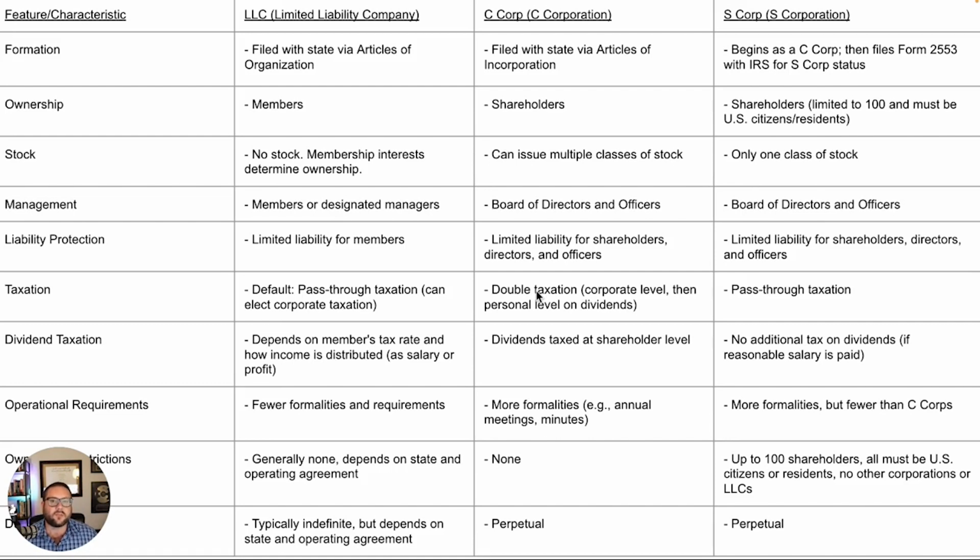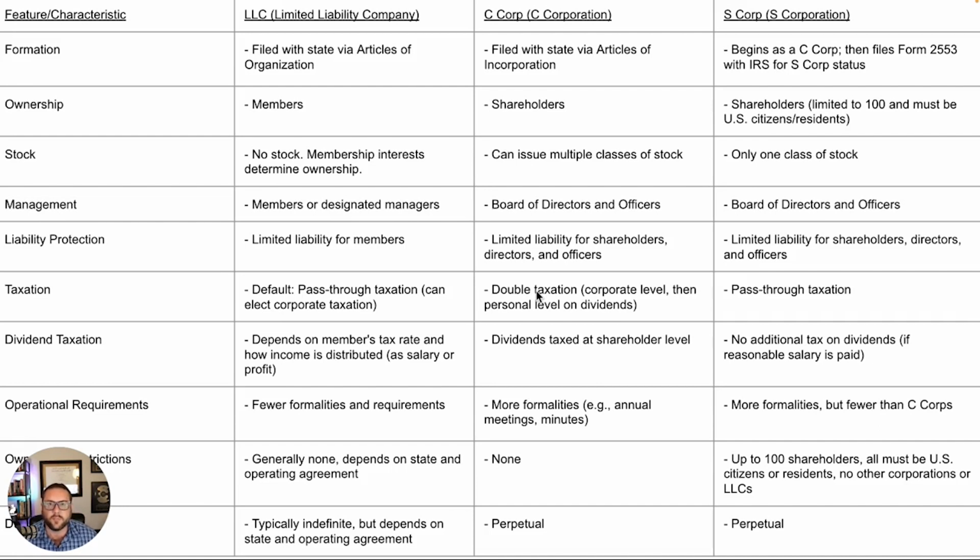And then if you have the S Corp, which is the most efficient on taxes, which basically allows complete pass-through taxation, which is great. You can also have dividends. What happens is when companies have profits, they can issue these profits in the form of dividends to the owners of the company or shareholders, depending on how it's set up. And so for dividends, for example, it depends on the member's tax rate and how income is distributed, whether it's going to be a salary from the company or a profit.